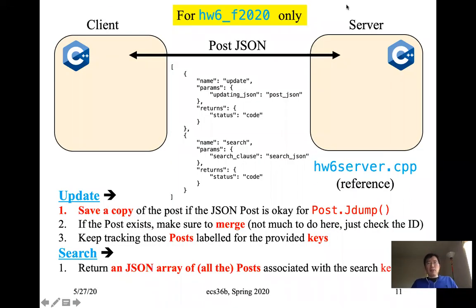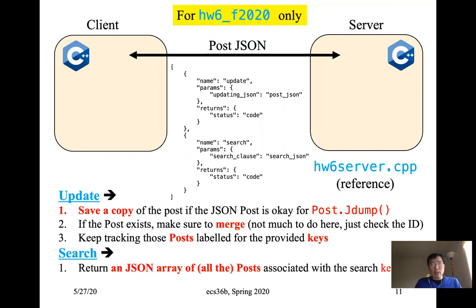I'm coming to this slide because this is the slide I'd like to go over today. That's the program I just showed you, HW6 server.cpp. You can see that it has two functions, one is update, one is search. Here I'm going to tell you what I expect these two functions to do to get the credit for homework assignment number 6.